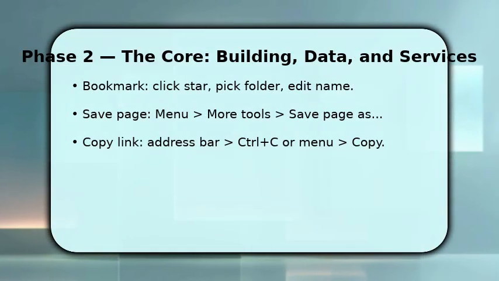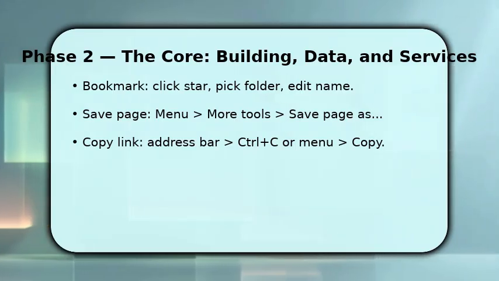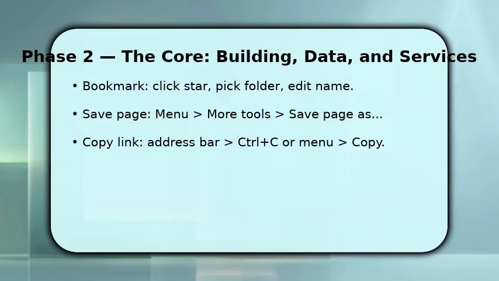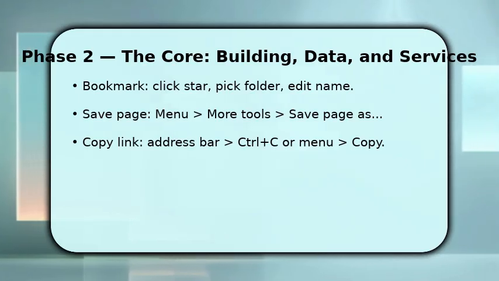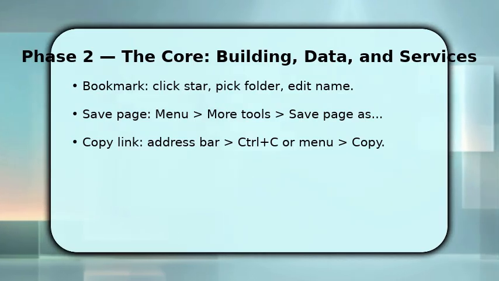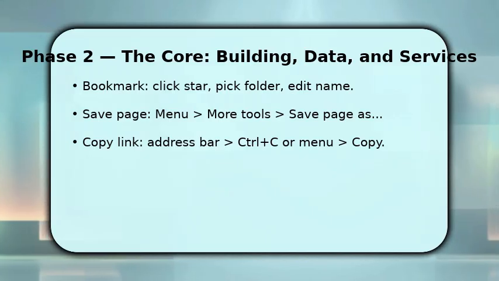If you bookmark, click the star in the address bar, pick a folder, edit the name if needed, and press Done. If you want offline access, open Menu, More Tools, Save Page As, choose a location, pick Web Page, complete for assets, then save. If sharing, select the address bar and press Ctrl+C, or open the page menu and choose Copy. Once done, verify the item appears in the chosen folder or location so you know the save succeeded.